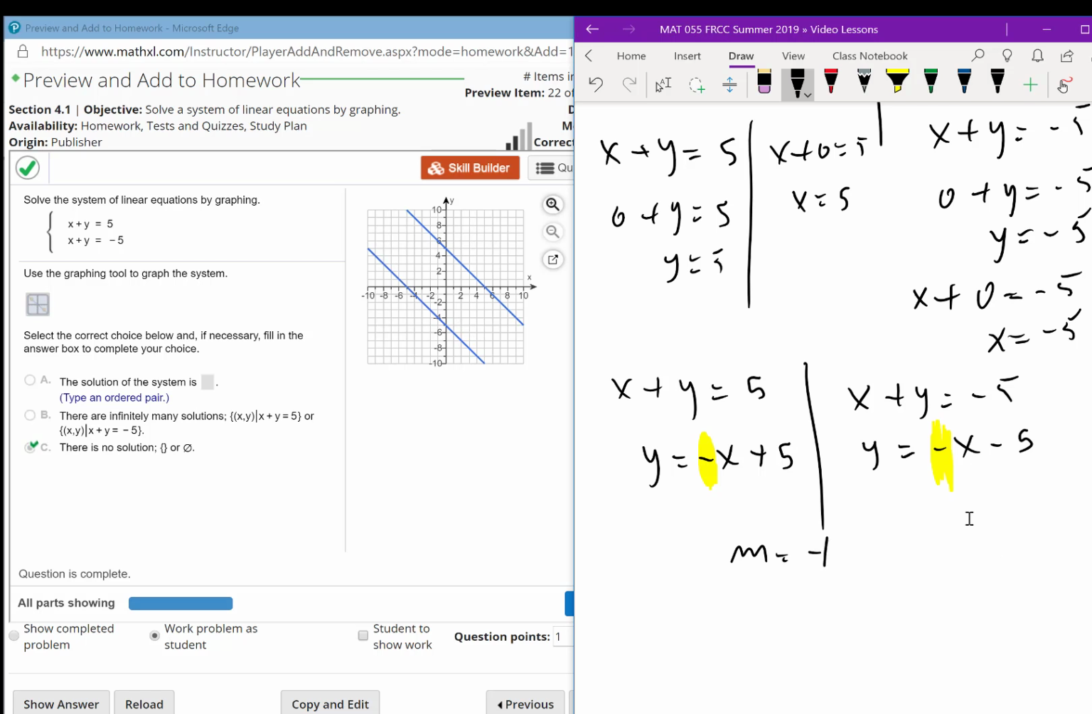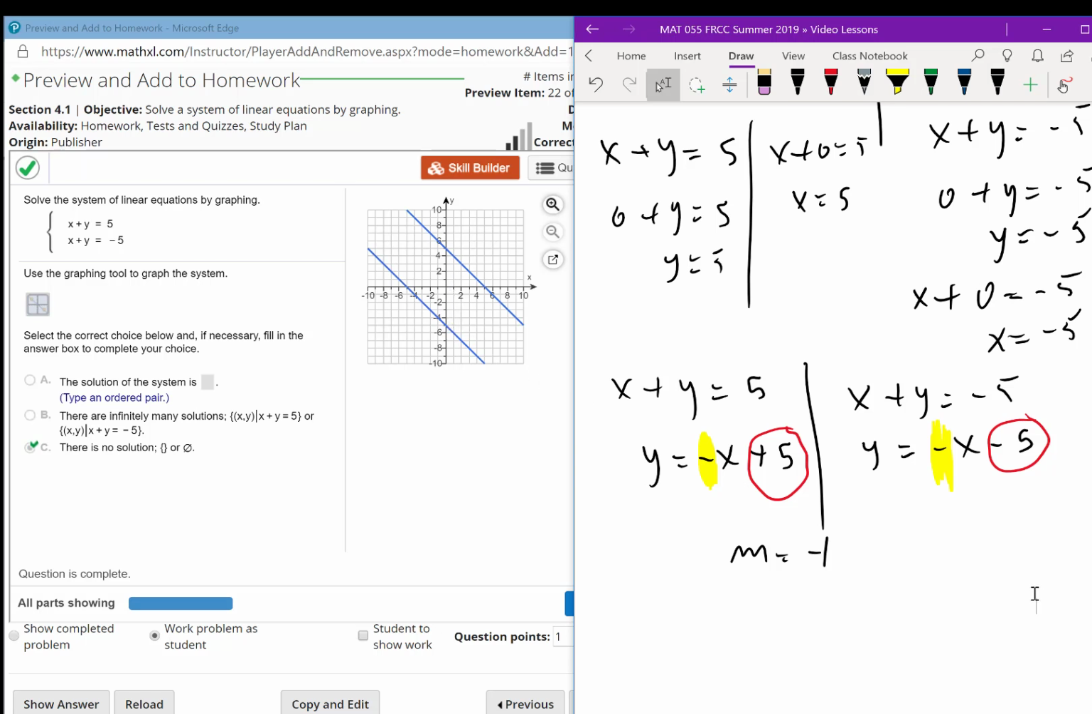Okay? So notice they have the same slope, but let's observe that we have a y-intercept here of 5 and a y-intercept here of negative 5. And again, coming over here to our graph, we can easily see that there's the y-intercept of 5 and there's the y-intercept of negative 5.